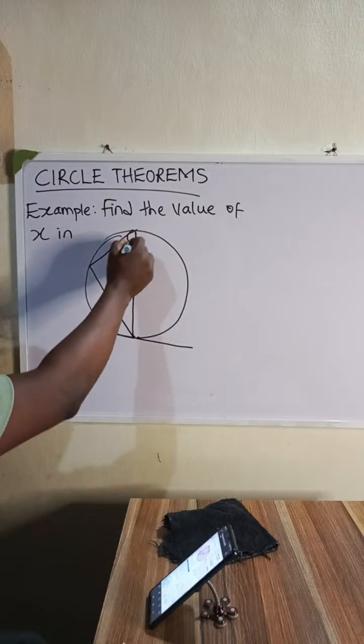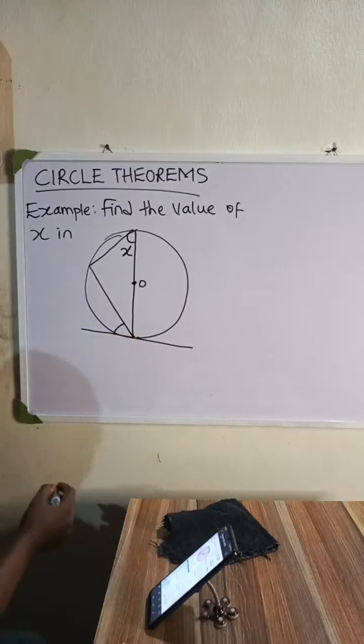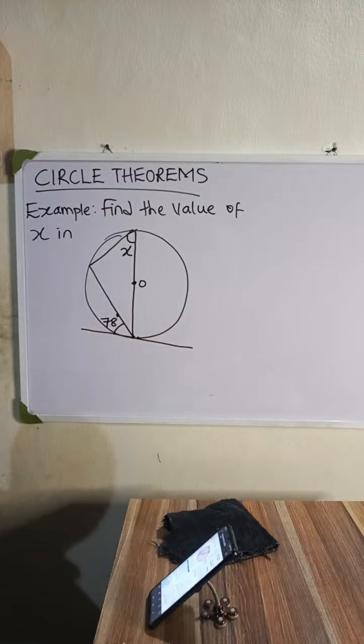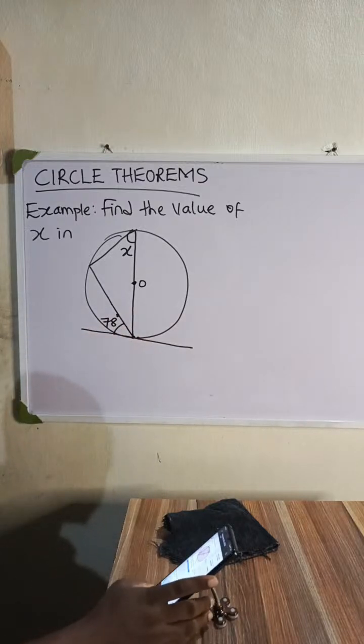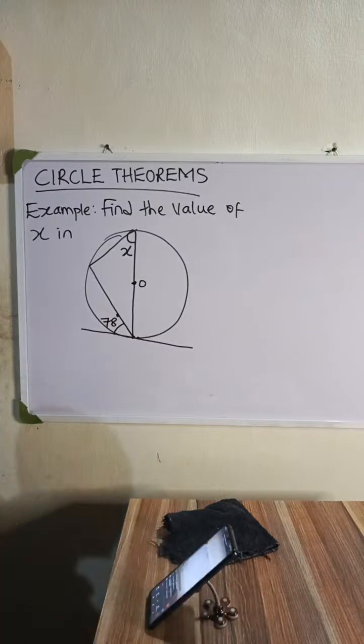So we're looking for x. This angle here is 78 degrees. We need to find the value of x using the circle theorems that we have already learned.